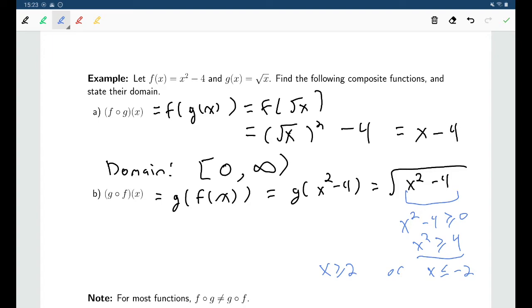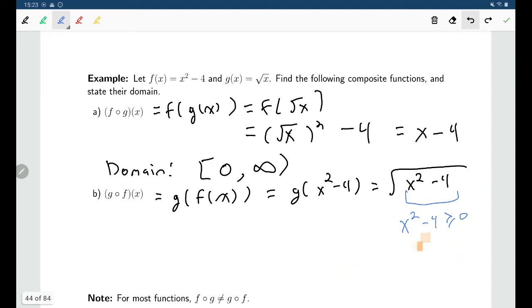So for this, x cannot be anything in between. If you are between -2 and +2, then the inside of your square root is going to be a negative, and that's too bad for you. That means you're not going to be getting a real number outside of your function.